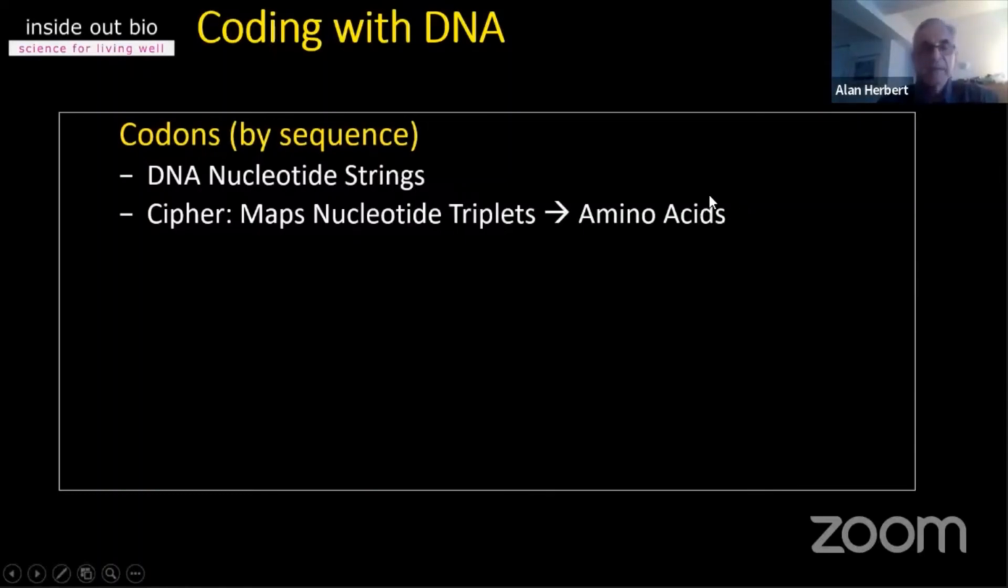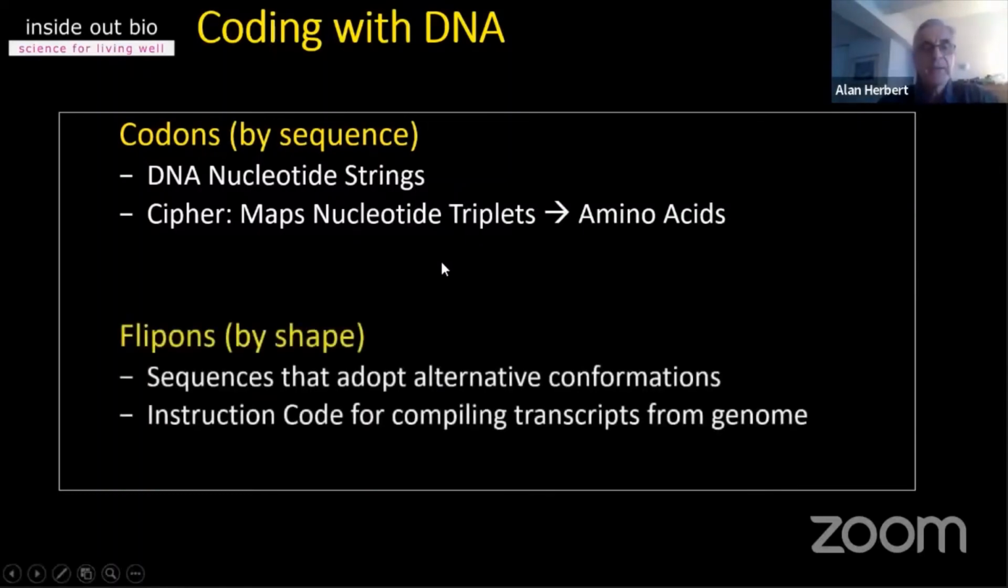What we're going to be talking about today are Flipons, and rather than the strings of DNA, we're talking about sequences that adopt alternative conformations. And I'll give you some examples in just a moment of what an alternative DNA conformation looks like. And the current way we're thinking about that is that this encoding by shape actually provides an instruction code for compiling transcripts from the genome.